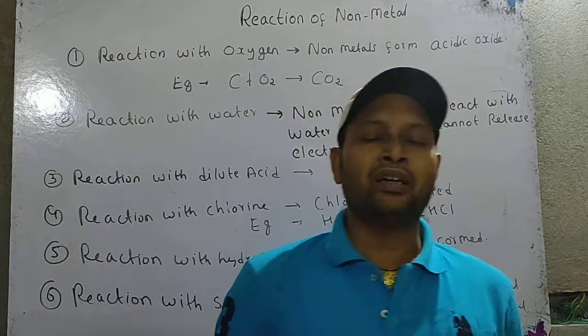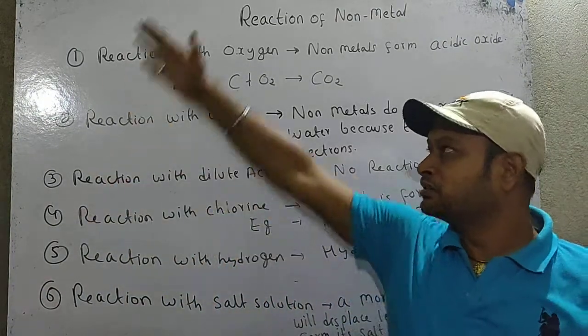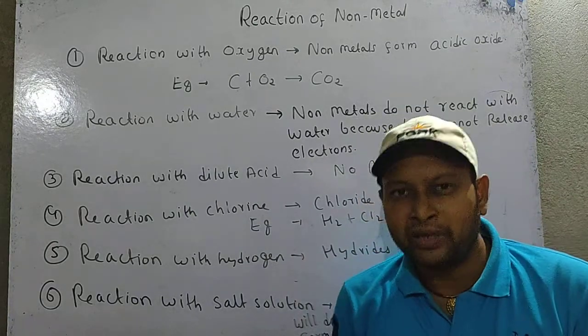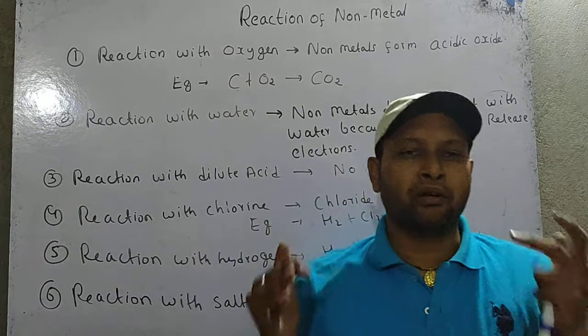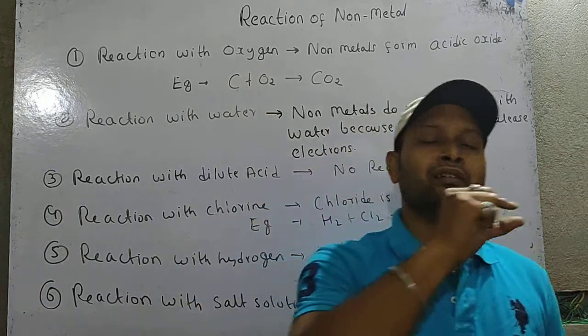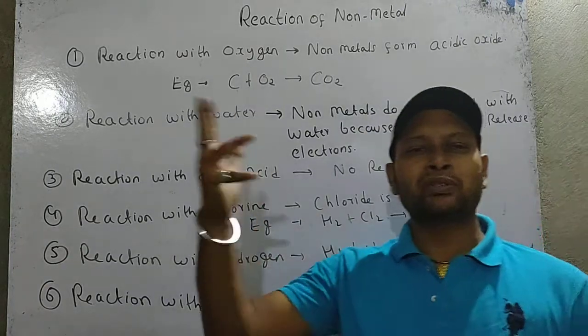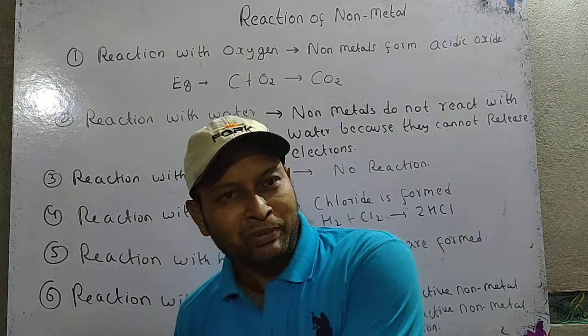So we already learned the chemical properties of non-metals. There are six chemical properties. First, when a non-metal reacts with oxygen, it forms an oxide. What is the nature of the oxide of a non-metal? It is acidic in nature. And what about metals? Metals form oxides in a basic or alkaline medium.